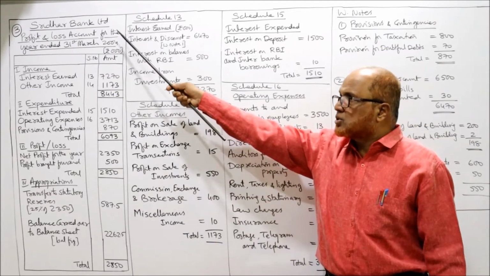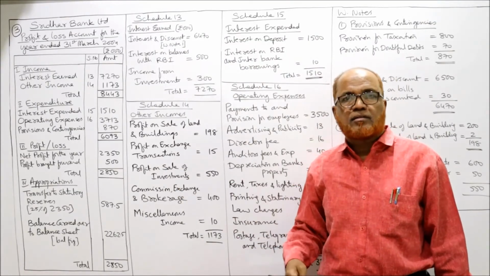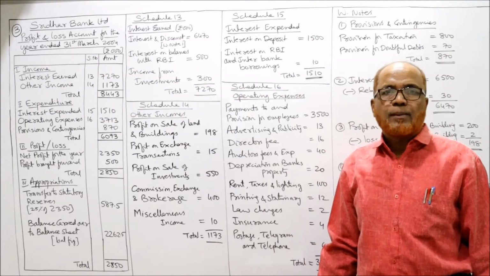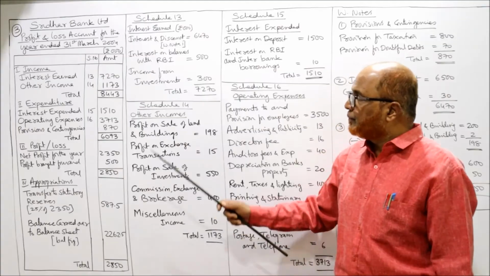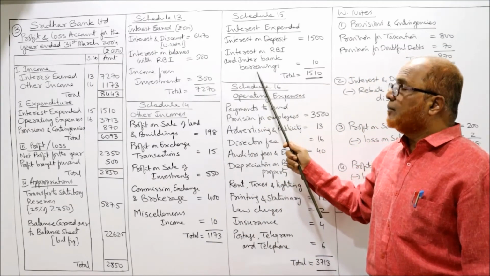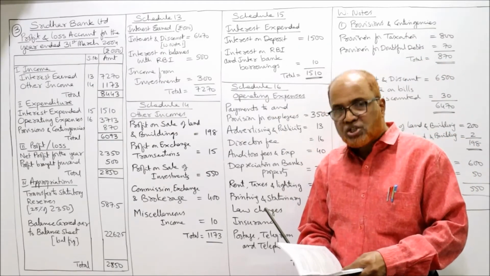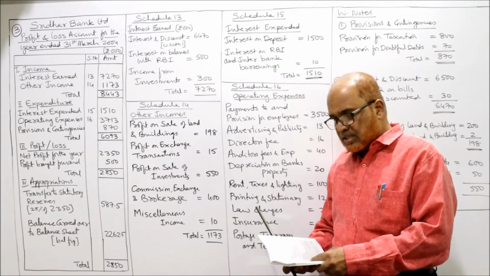This particular bank, Sridhar Bank, has borrowed some money from other banks. So on borrowings it will pay the interest. So it will come under schedule number 15. Schedule number 15, interest on RBI interbank borrowings, 10. Next comes law charges, 16. Then comes insurance, same 16.